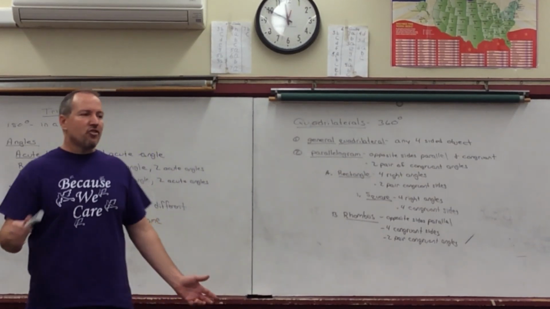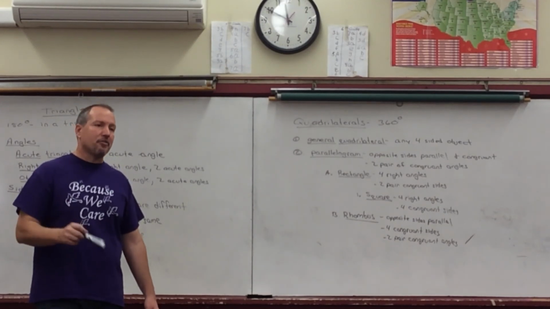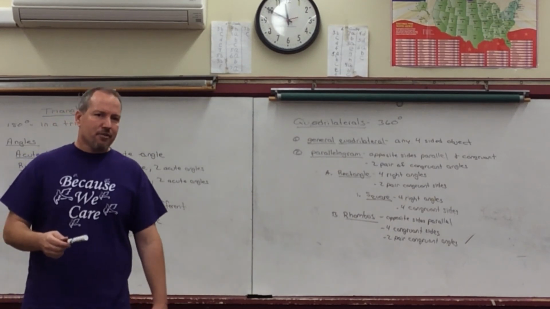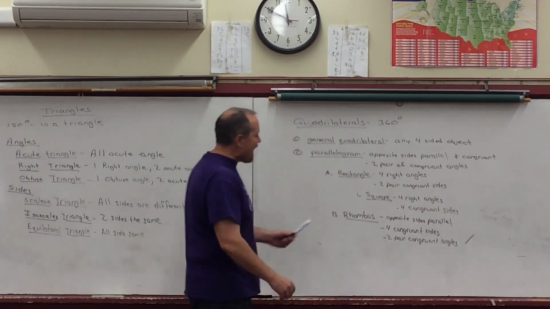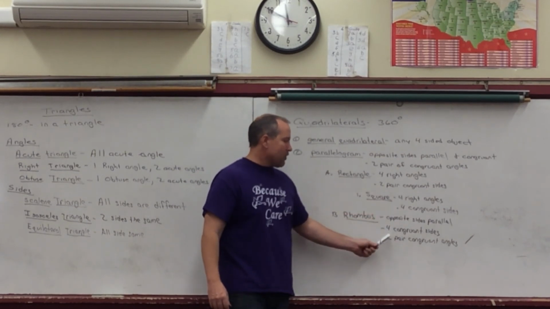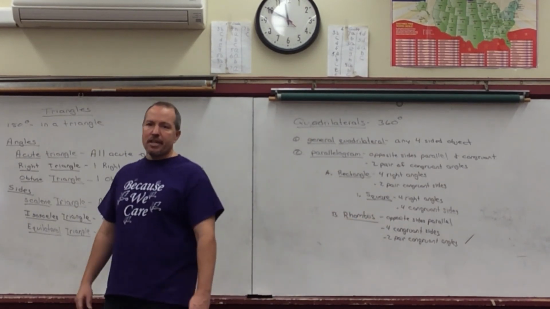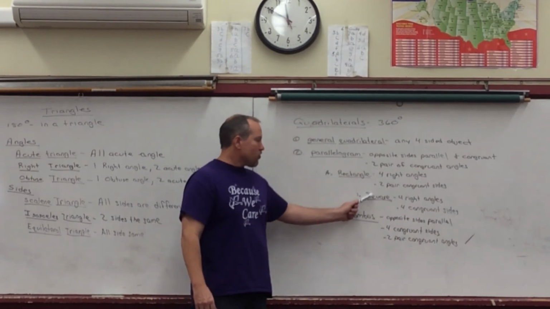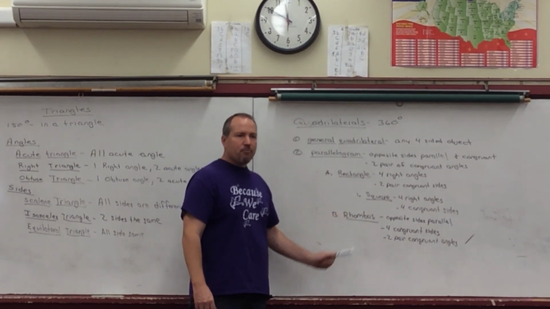So if they say, is a square a rhombus, the answer is yes. Are all squares rhombuses? Yes. Now, if they say, are all rhombuses squares? The answer would be no, because a rhombus does not have to have 4 right angles. As long as it has 2 pair of congruent angles, it is a rhombus. So all squares are rhombuses, but not all rhombuses are squares.